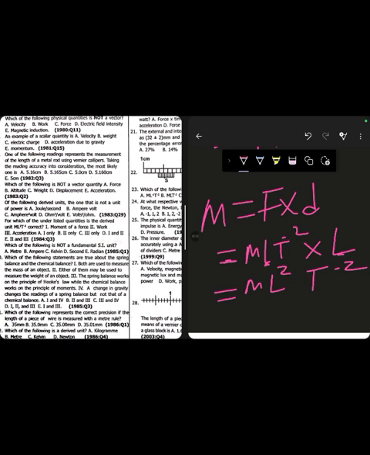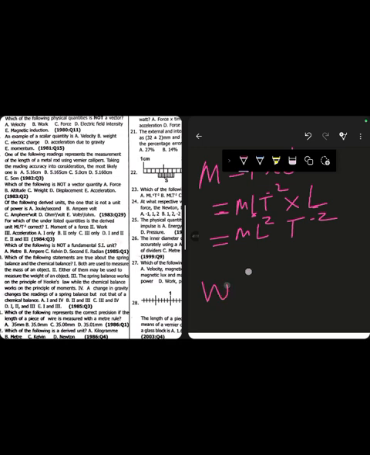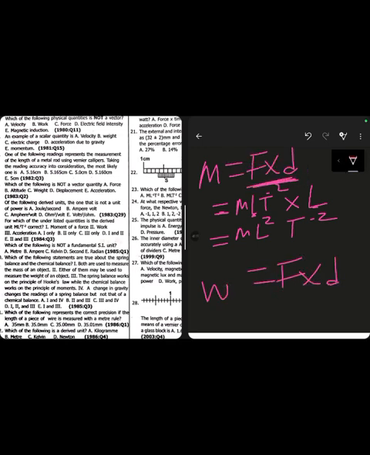So they said for which of these is the unit ML squared T to the power of minus 2 correct? So for I, which is moment, it is correct. Work is also force times distance, right? Which is the same thing. Force times distance is correct.